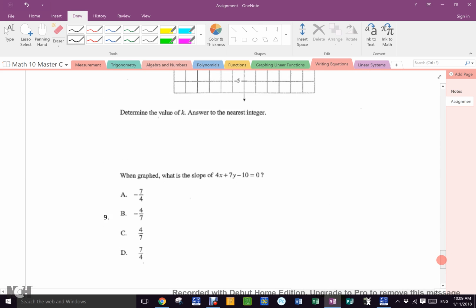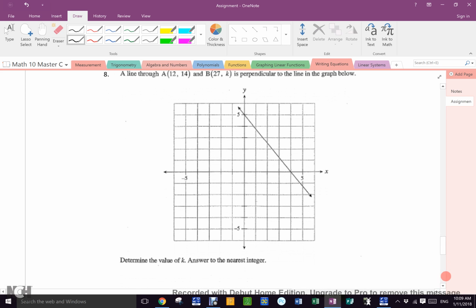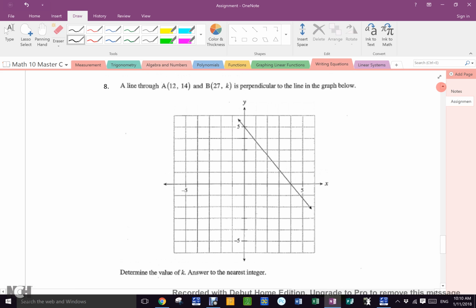And I think this is the last question, isn't it? Oh, there's 2. Okay, there's so many ways to do this question. Okay? But what's the hint in the question to how to do it? Perpendicular, right? If I know this slope, do I know the perpendicular slope? Okay, what is this slope? How can I find it?